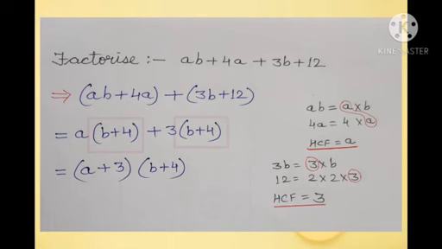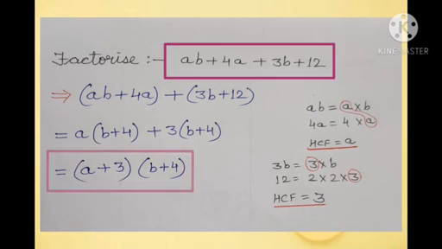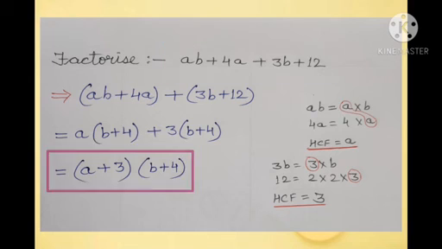Here we should remember that for all the groups, the remaining factors which we write in the bracket should be the same. Here b plus 4 in the bracket is the same. Now we write a plus 3 in one bracket and b plus 4 in the other bracket. And a plus 3 into b plus 4 are the factors of the polynomial ab plus 4a plus 3b plus 12.